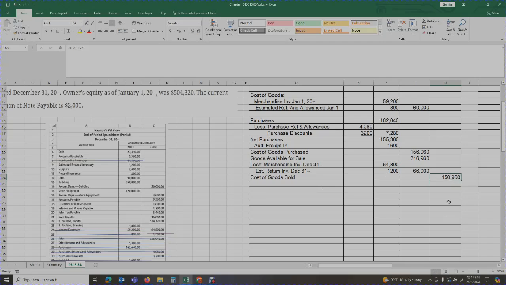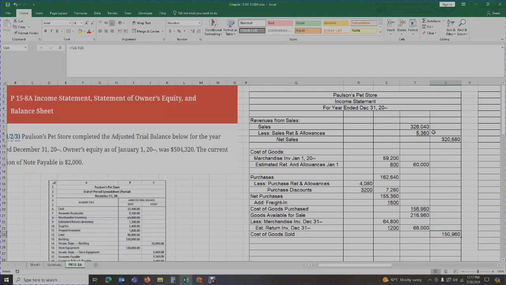Now that you've calculated that, we've already calculated two major components, my sales and my cost of goods sold. I generated sales of 320,680 and I spent 150,960 on those goods. That includes freight, any returns, any discounts, all of that good stuff. So at the end of the day, how much did we make? Well, we're going to calculate our gross profit, the gross profit from the operations of the business.